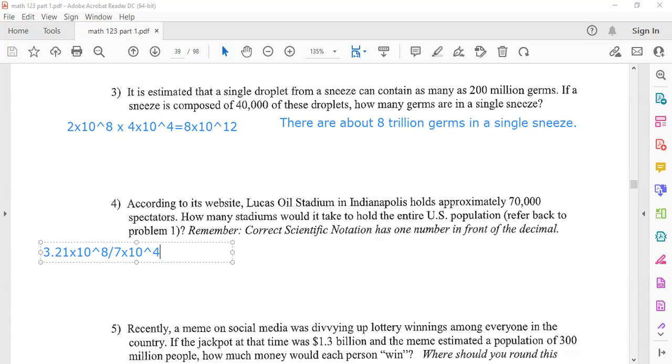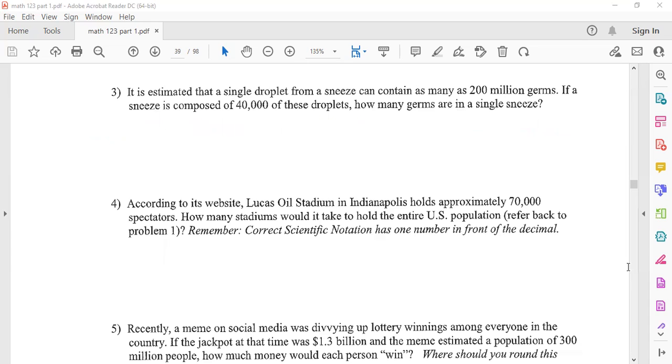And number 5, we're going to look at and see about divvying up lottery winnings. I'm going to leave this sit here. I'm just going to get these last couple set up. Sorry, I have to get rid of this to be able to move my cursor.